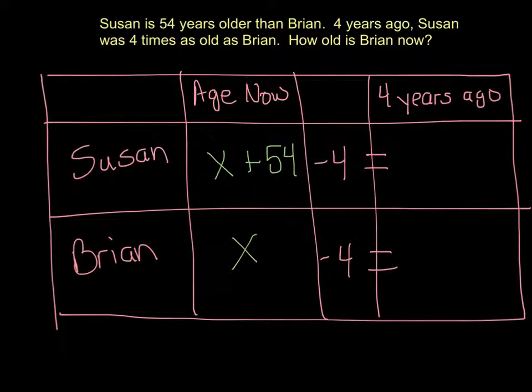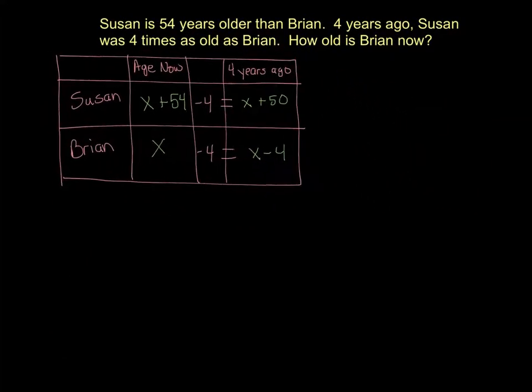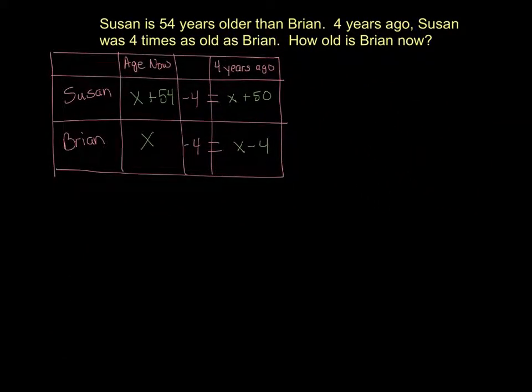Then it says 4 years ago. So we can use that to finish filling in the table. x plus 54 minus 4 would be x plus 50. And then this would just be x minus 4. Because it was 4 years ago, we're subtracting 4 from each of those. Now we can use that to write our equation.